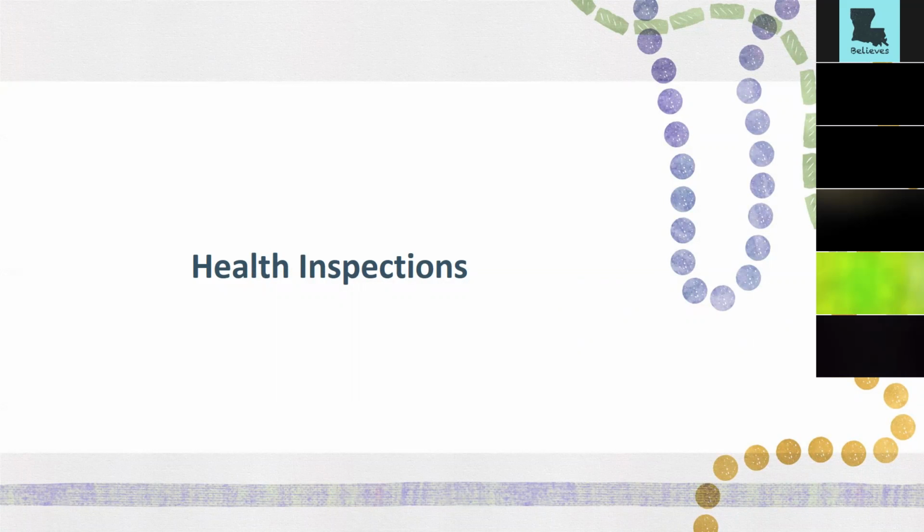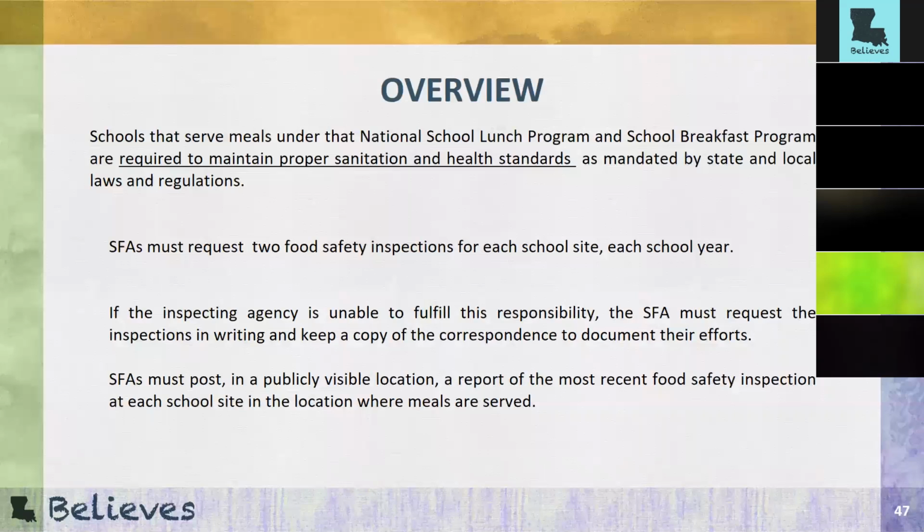Now we will discuss health inspections. The National School Lunch Act requires that two food safety inspections per school year be conducted by the state or local governmental agency responsible for inspections. All sponsors of the National School Lunch Program should request these from their local parish health department and keep written documentation of the request. If a health inspection is requested and completed, the latest health inspection should be posted in a public place.